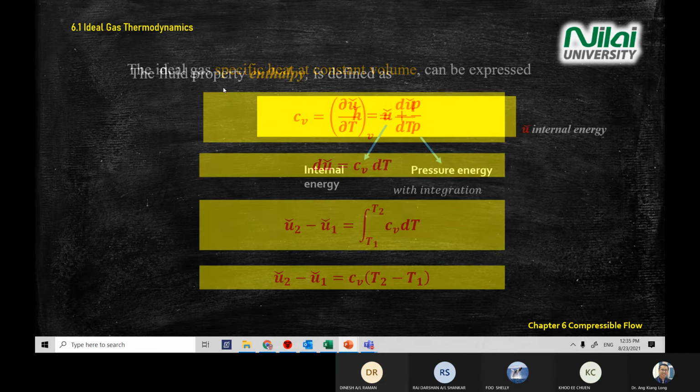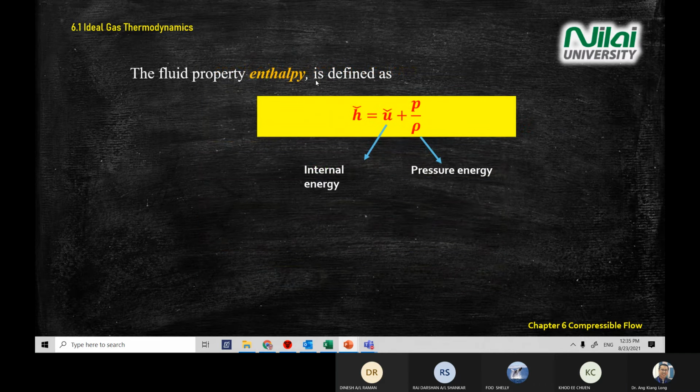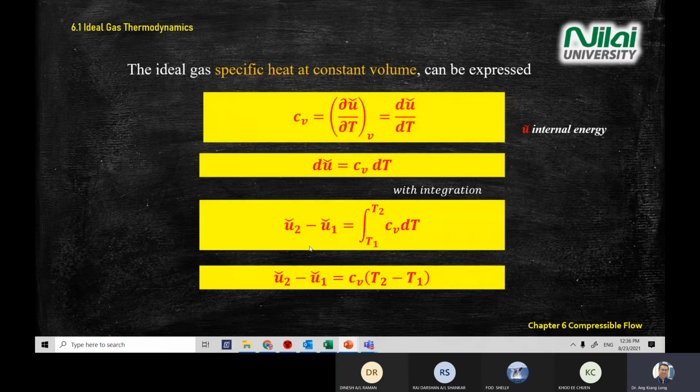Another one is called enthalpy. There's another one called entropy. So now we look at enthalpy. Enthalpy H equals U, internal energy, plus pressure divided by density, or this term we call pressure energy. So enthalpy, look at two dimensions. One is internal energy, one is pressure energy. Internal energy U, how to get U? Just now we derived how you get U. U you calculate by taking CV times the temperature.